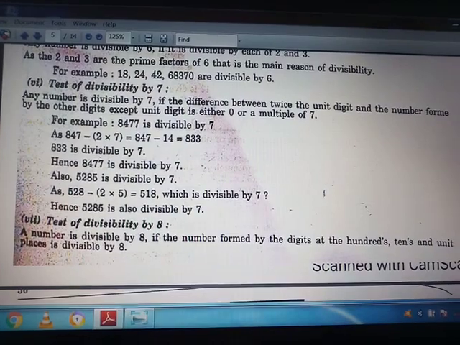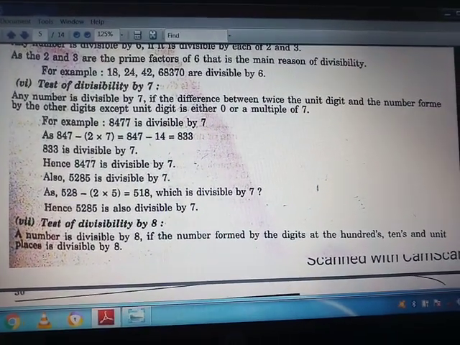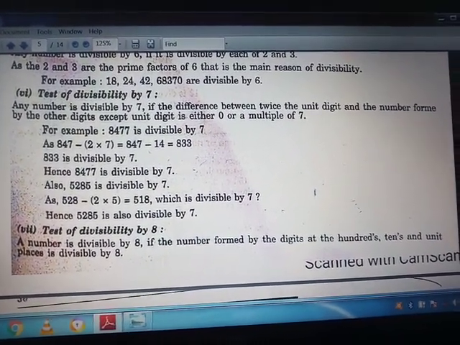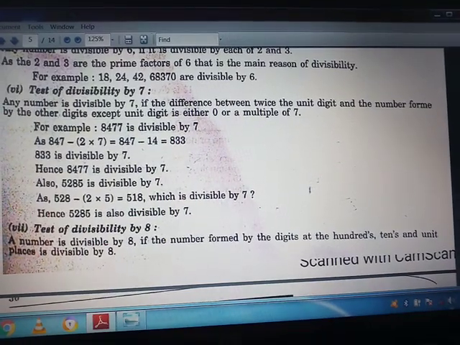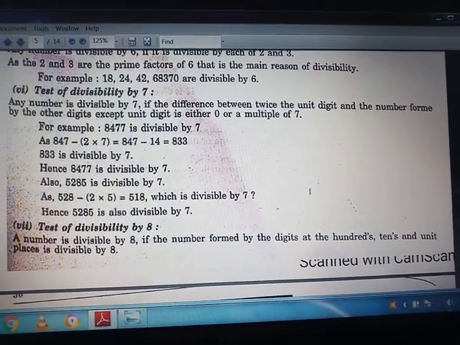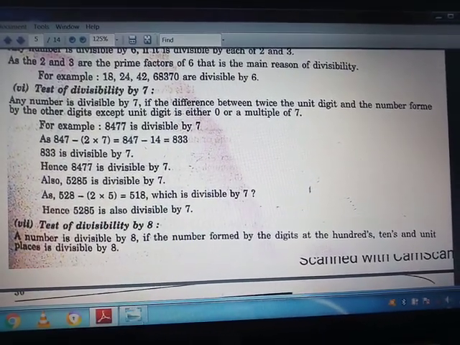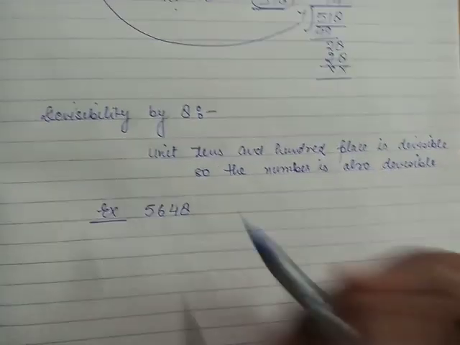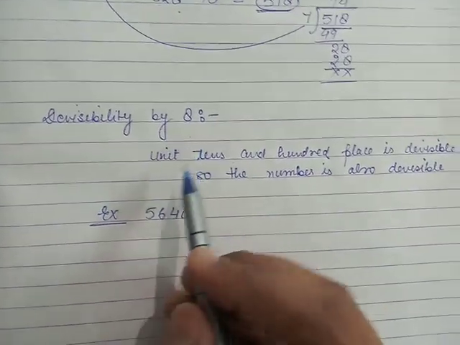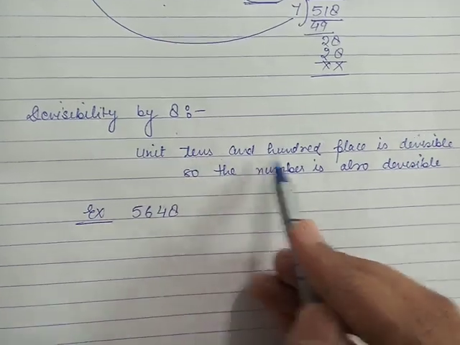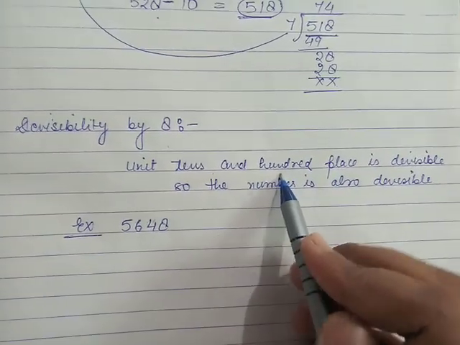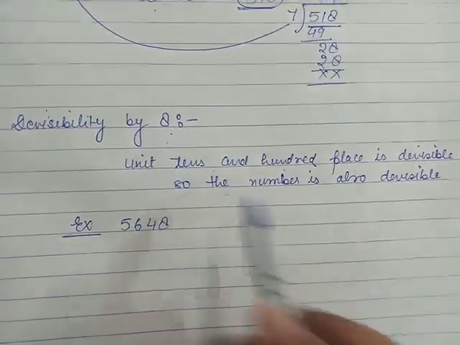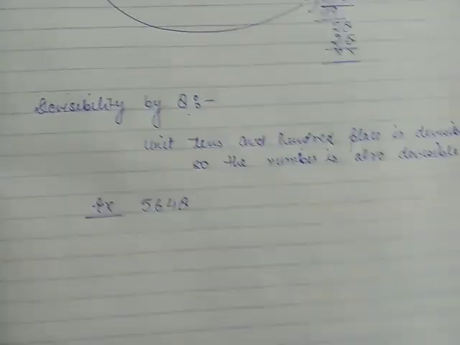You can see right now it is the test of divisibility by 8. A number is divisible by 8 if the number formed by the digit at the 100, tens and unit place is divisible by 8. Let's see with an example. So test of divisibility by 8 में क्या करते हैं हम, जब यूनिट, टेंस और 100 प्लेस किसी भी नंबर का 8 से डिविजिबल है तो नंबर भी 8 से डिविजिबल होगा.